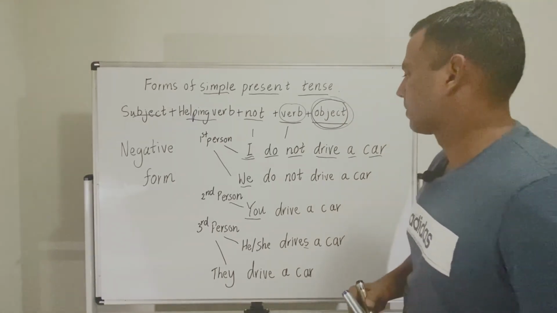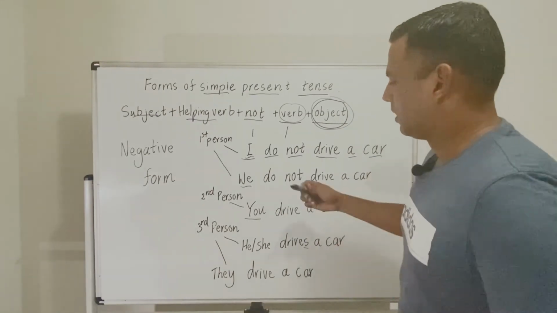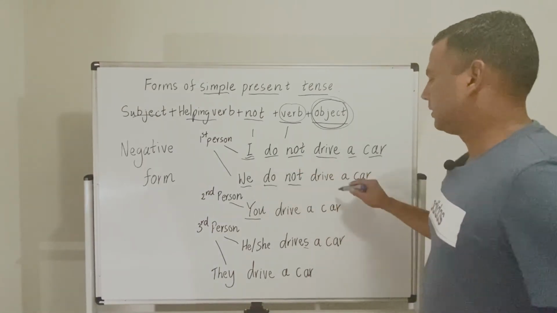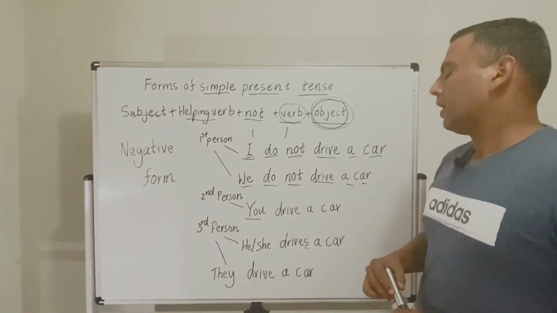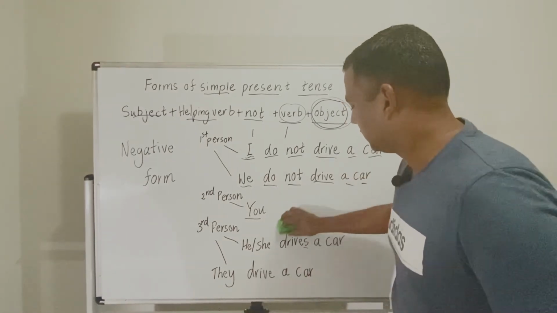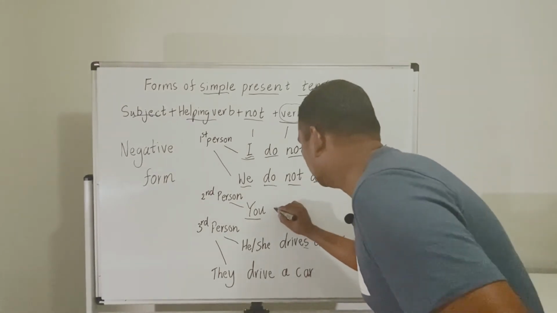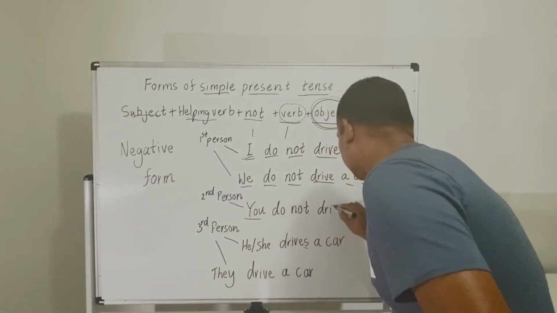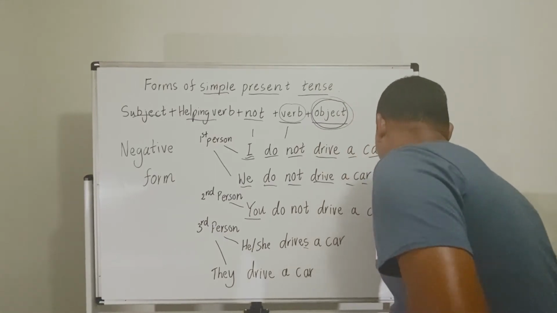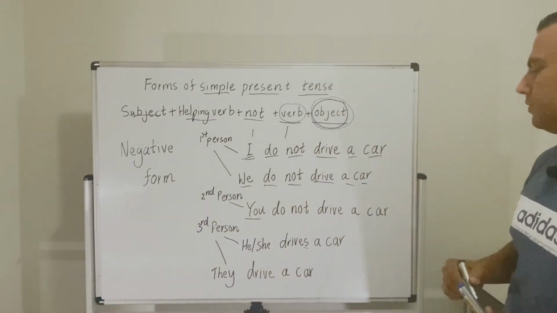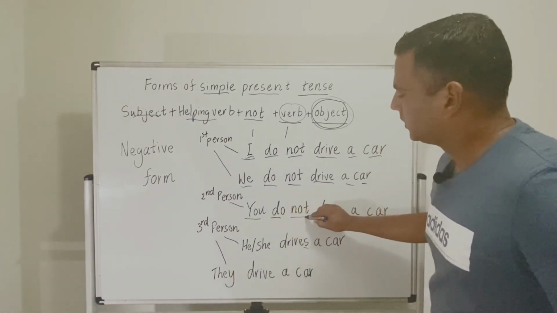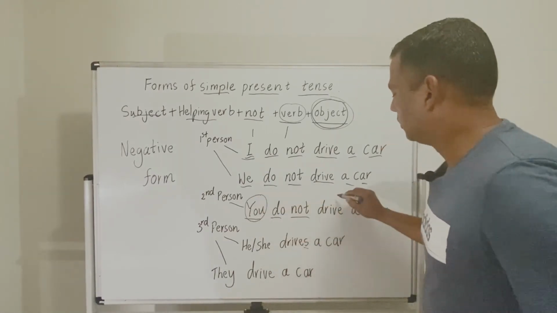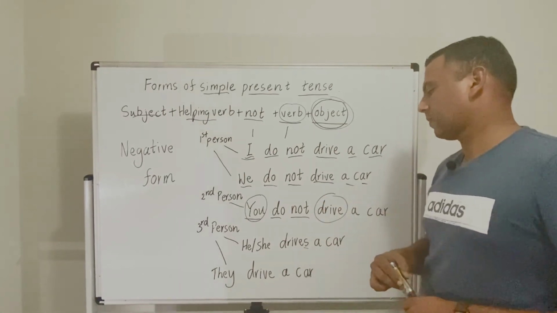Car. Okay, so we do not drive a car, and as you can see we have put "do not" in between the subject and the main verb. Then for "you", what happens? Nothing changes. All we do is say, "You do not drive a car." The same thing: we squeezed "do not", the two words, in between the subject "you" and the main verb "drive". The rest remains the same.